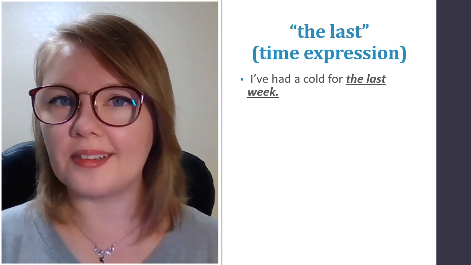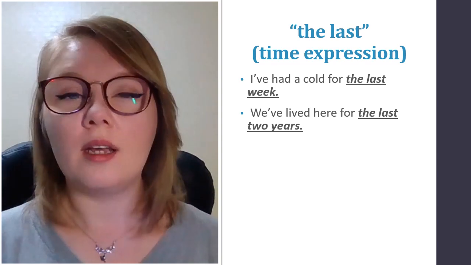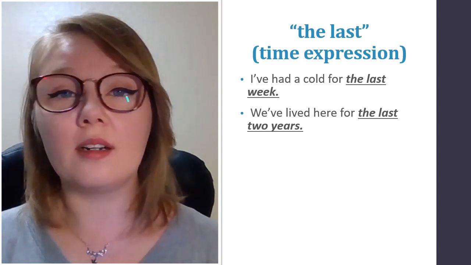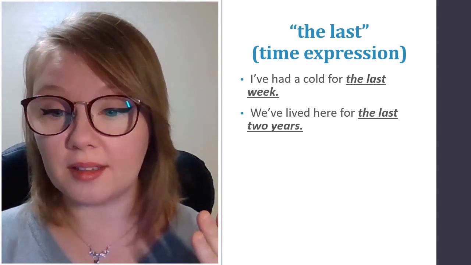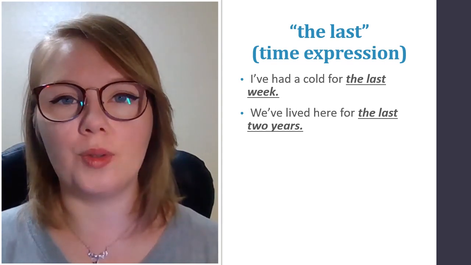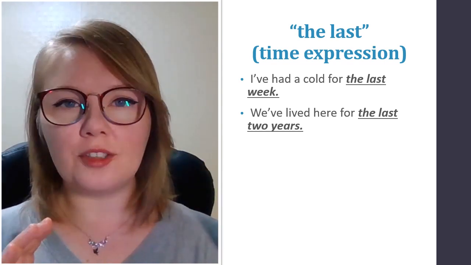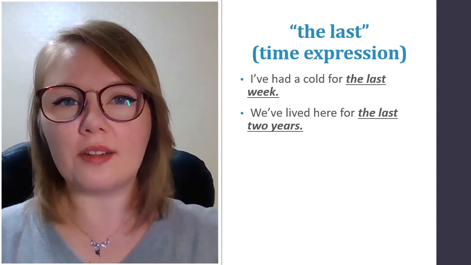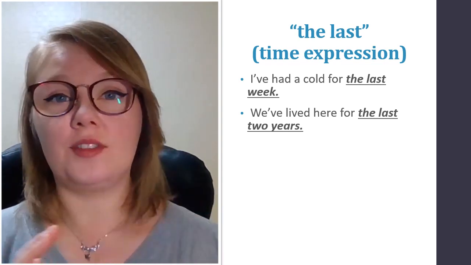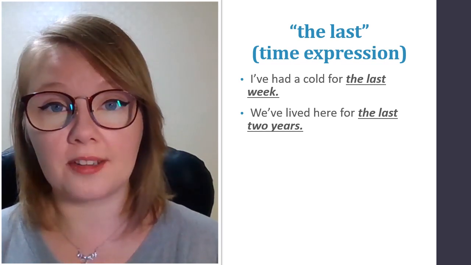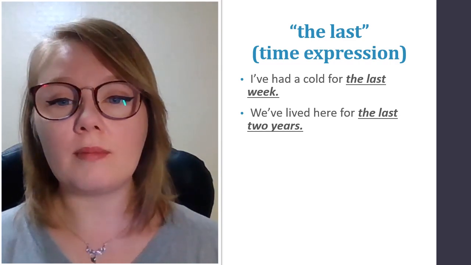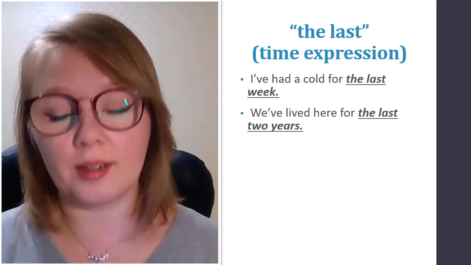Let's look at another similar example. We've lived here for the last 2 years. So here again, we have a perfect tense sentence. We have lived here for the last 2 years. And for the last 2 years means starting 2 years ago until now. We still live here today. We have lived here for the last 2 years, for the previous 2 years since 2 years ago.